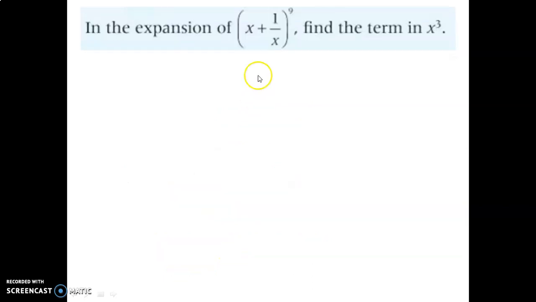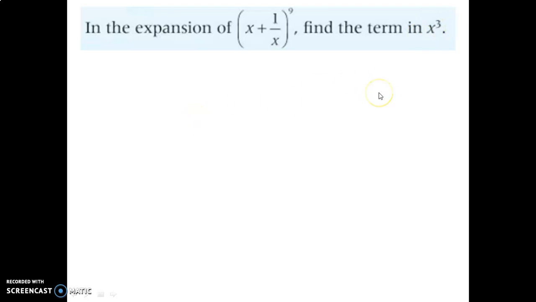One last challenge problem. Look at this one. This is a very common kind of problem you might encounter. Let's take a look. In this expansion, find the term in x cubed. So basically this will expand. Again, we see a 9 here, so that will expand to 10 terms, but only one of those terms will have an x cubed in it.